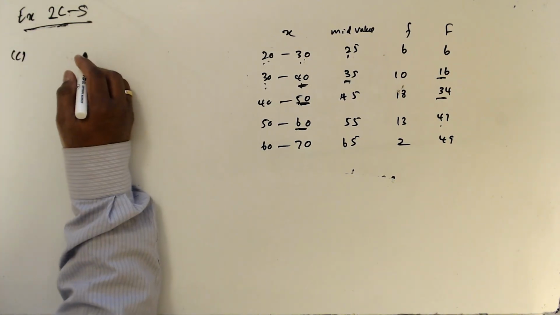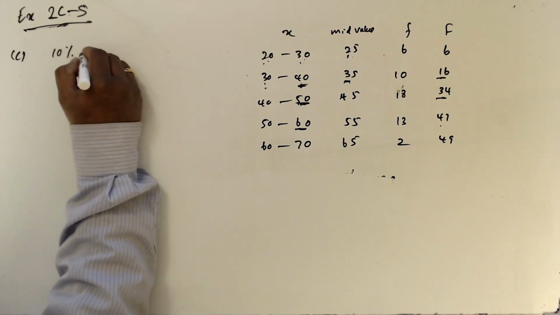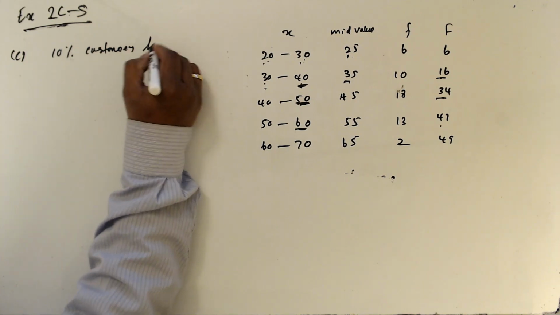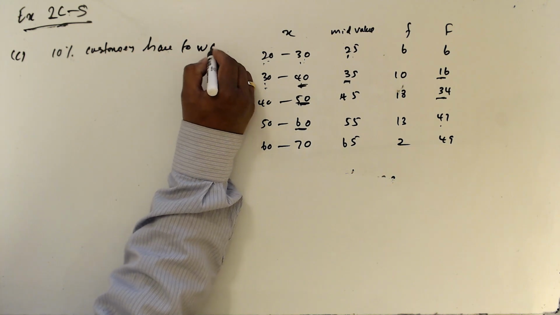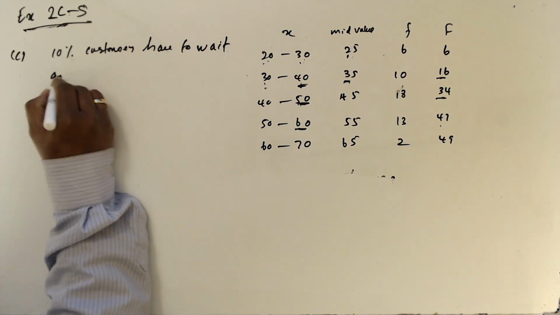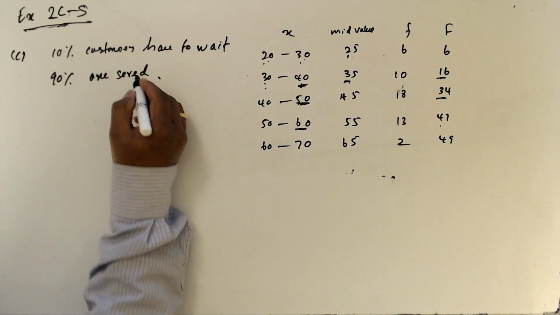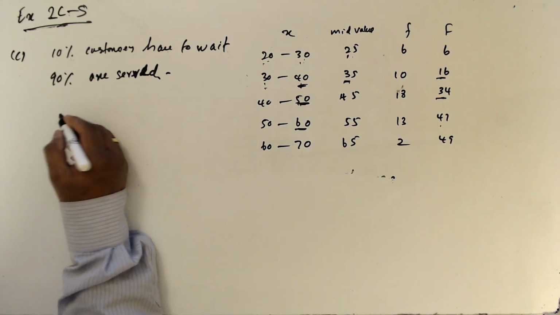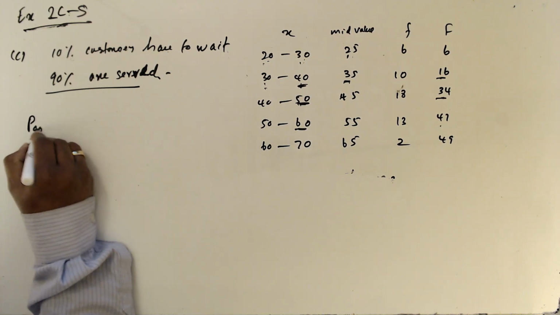Now part C: only 10% of customers have to wait longer than. So 10% of customers have to wait, which means 90% are served. So let's see what the P90 value is.